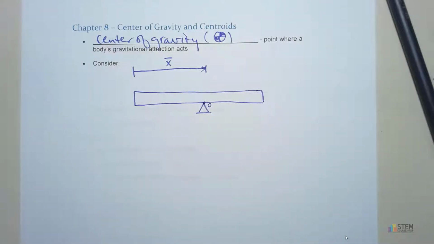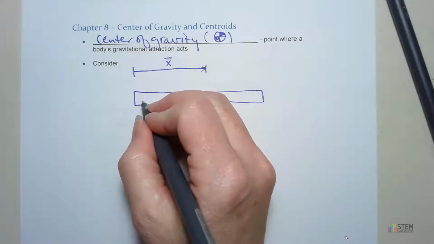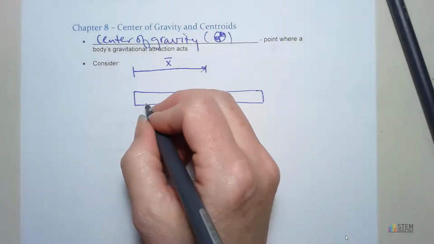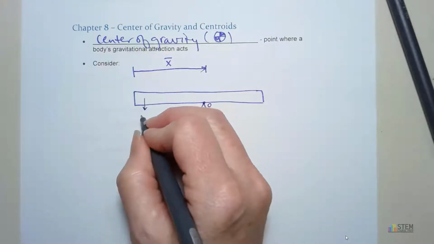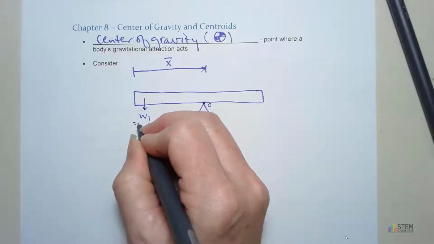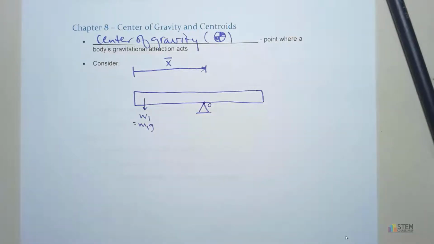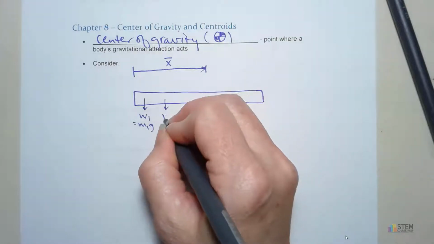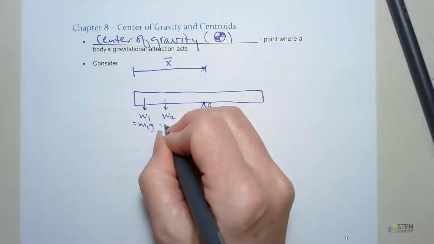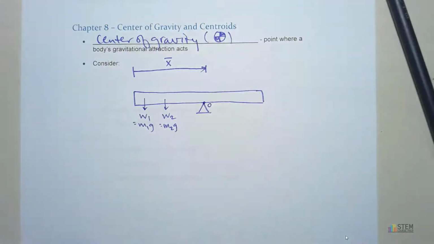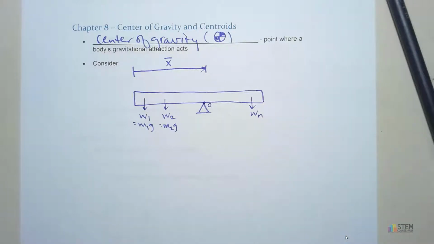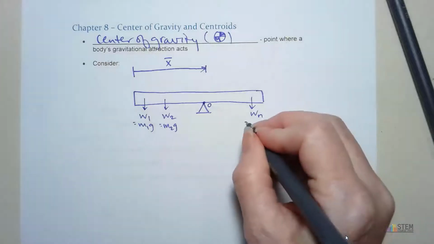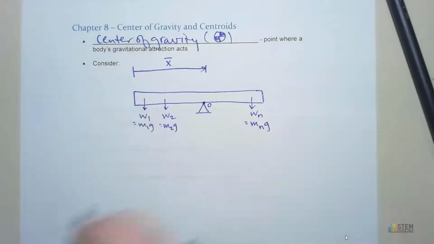Now we're going to work our way across this little board and look at the different particles. This board is made up of a bunch of particles, and we're going to pull out a few of them. Let's say we have this piece right here. Let's call it weight 1. That would be M1 times G. Now let's move over here a little bit. We've got weight 2, which is M2 times G. Then we come all the way over to the right. Let's say it's WN, weight N, which you could probably guess is MN times G.